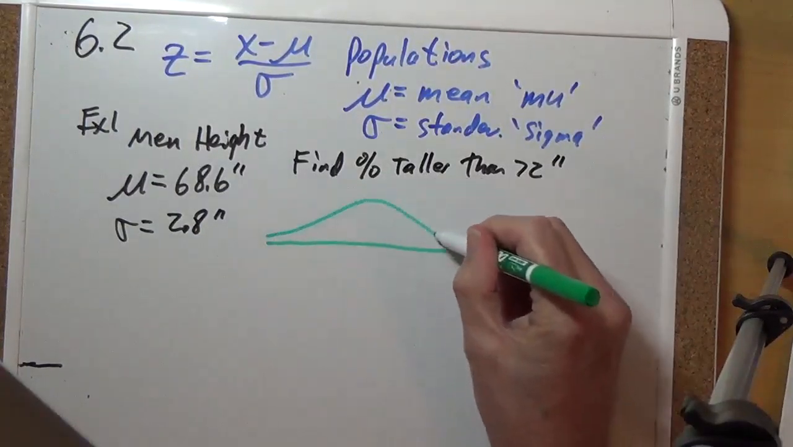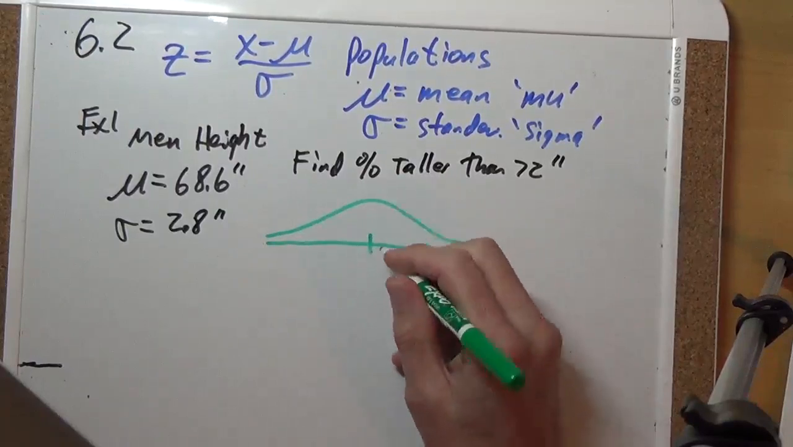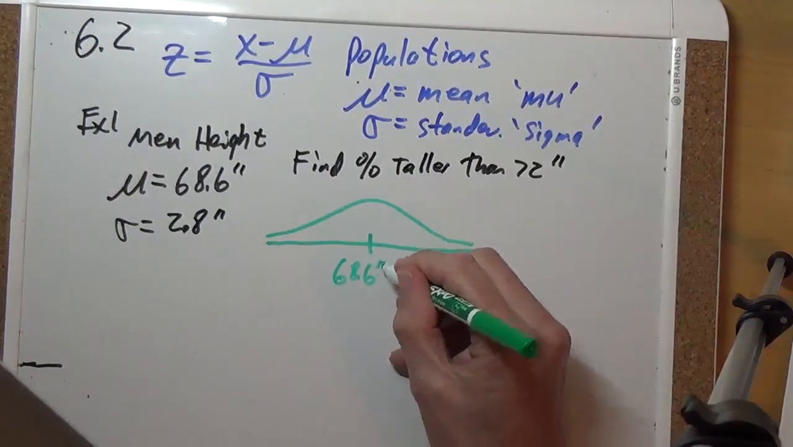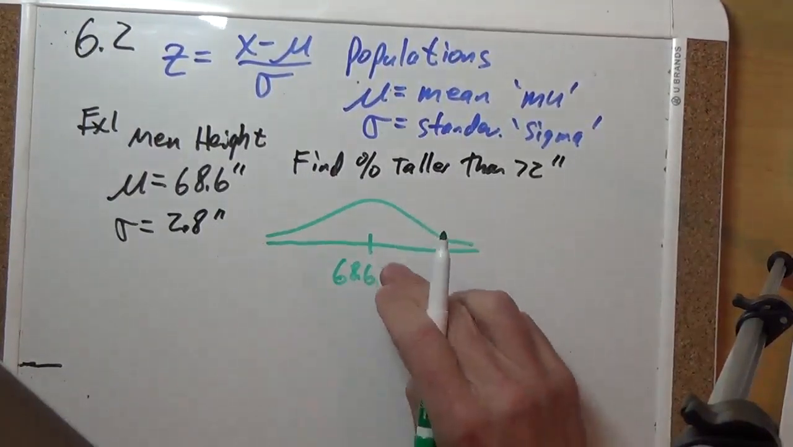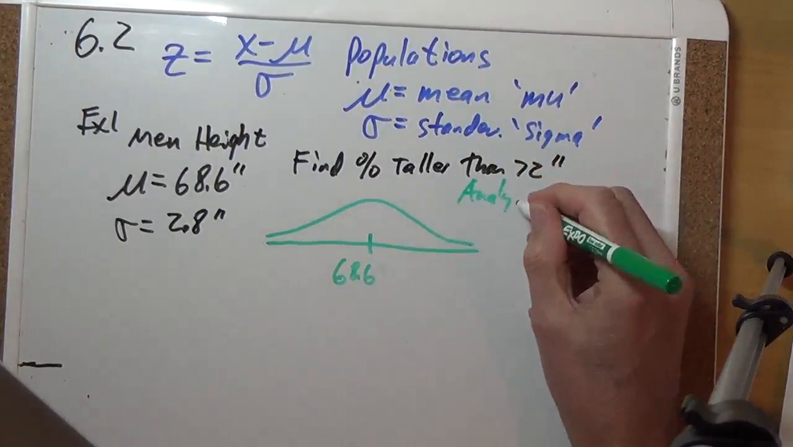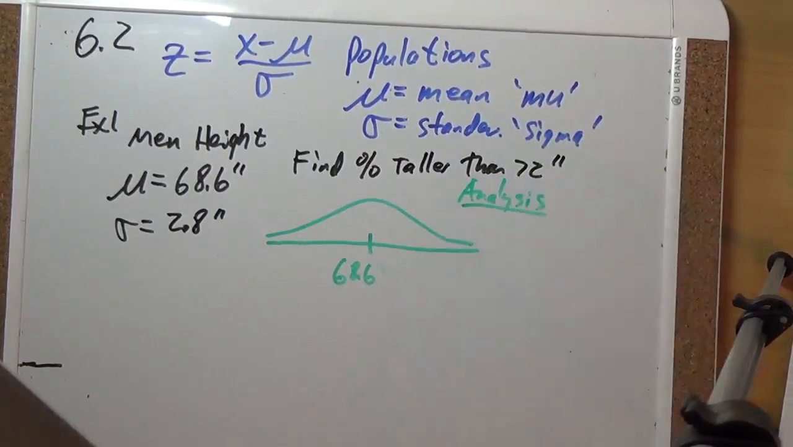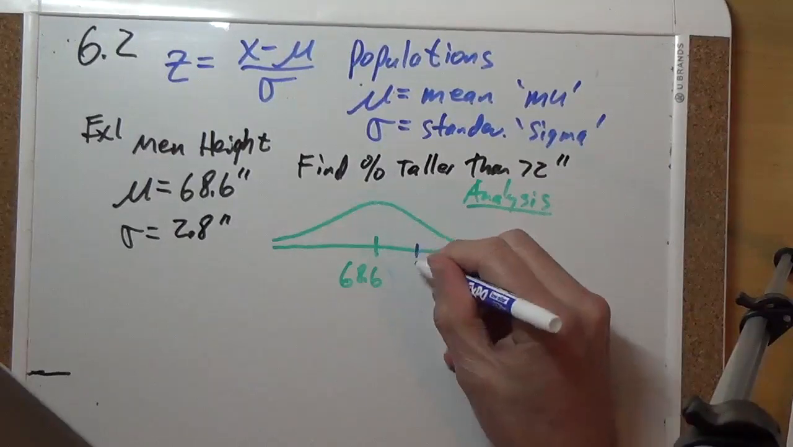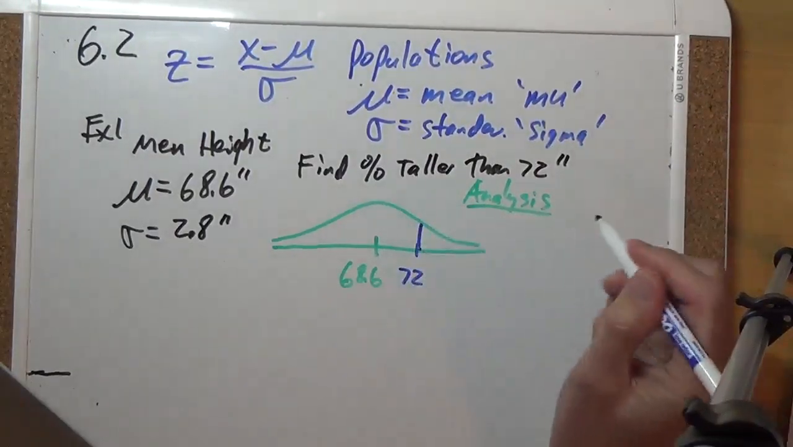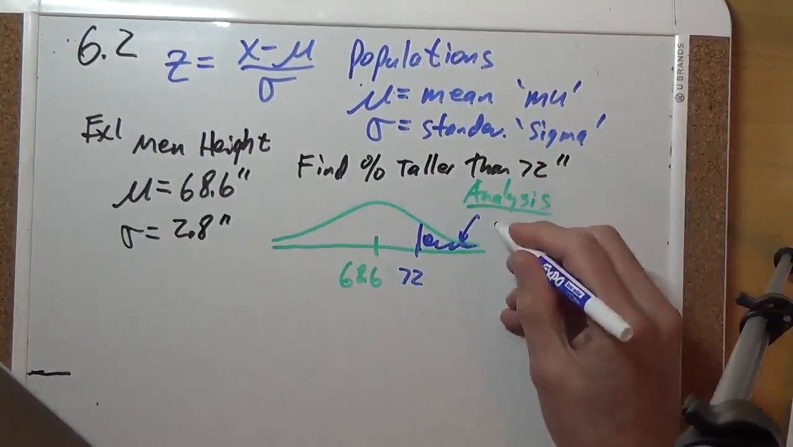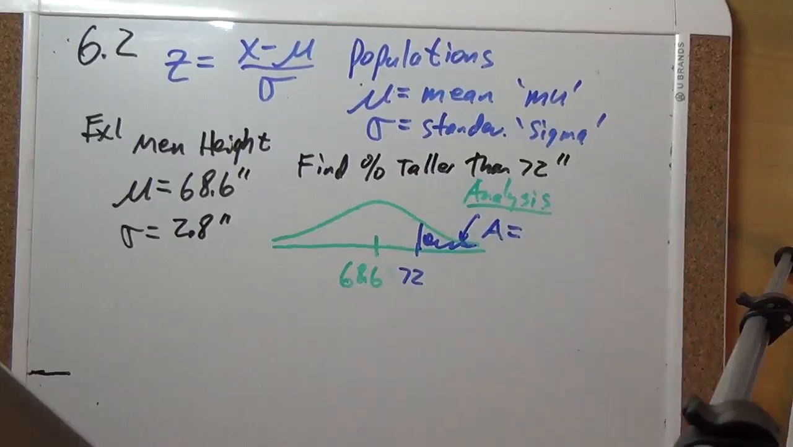So it becomes this problem. I put my mu in here, which is 68.6 inches, because it orients me on my graph, because this is my analysis. I'm drawing a picture to analyze this, which is what I expect you to do as well. So what I do is now I go out here and I go, okay, 72 is here. And I go, I want the percent taller, so I want to the right. But really what I'm looking for is that area.